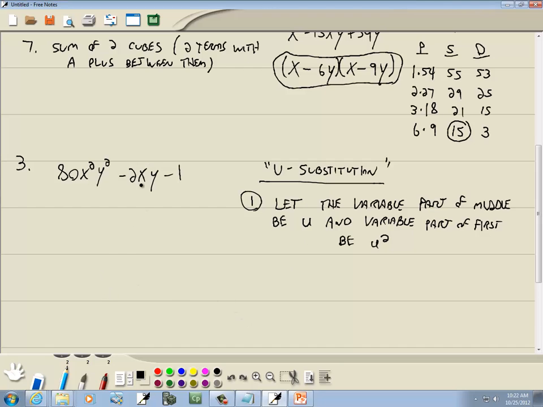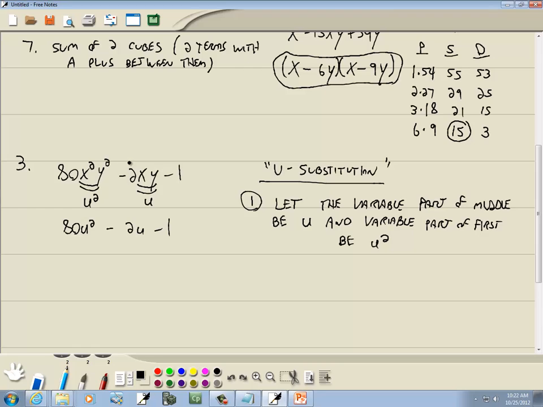Let's see what that means. Variable part of the middle. Well, that's excluding the number that's in front of it, the coefficient. So we're going to let this be U. And we'll let this be U squared. So this becomes 80u squared minus 2u minus 1. And now it's a quadratic. It's what we're used to seeing.